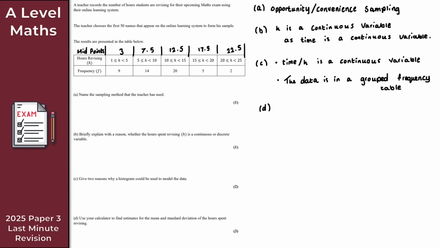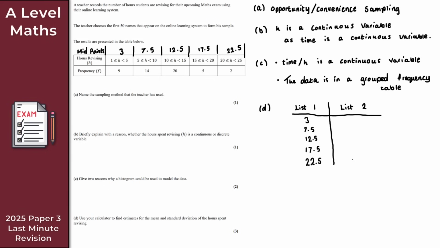So what I do here, as we said before, is we go into stats mode. And when you go into stats mode, we get list 1, list 2, list 3, list 4, and so on, right? And what I need here is 2 lists. So I'm going to use list 1 and also list 2 here. Okay. Now in list 1 then, what I'm going to do here is input the midpoints. So I've got 3, 7.5, 12.5, 17.5, and then finally here, 22.5. Okay. So list 1 then, as we said before, is for the midpoints.